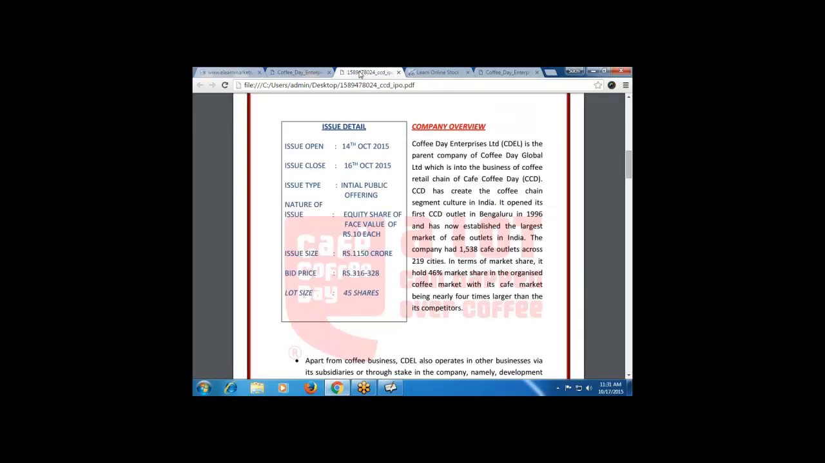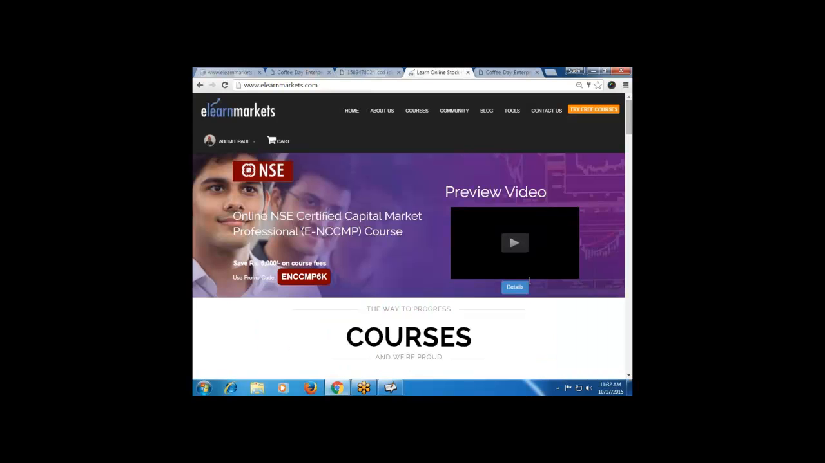Can you tell me who are those people who are involved in this book building process? Okay, so the book running lead manager takes up the entire process. There are investment bankers who are appointed before the launch of an IPO. A group of investment bankers is appointed, out of which one is appointed as the book running lead manager. All this process is carried out by them.